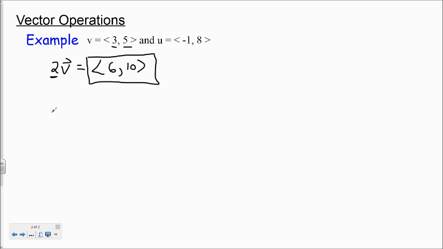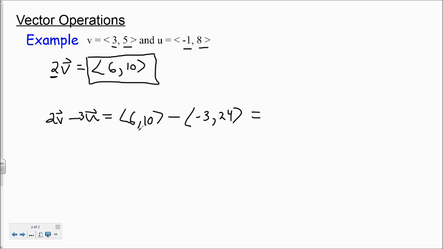the vector which is twice as long as vector v. If I was doing a linear combination of v and u, say I had 2v minus 3 times the vector u, I would simply do that same multiplication. 2v from the previous step I already know is 6, 10. Then subtract 3u, well 3 times -1 would give me -3, and 3 times 8 would give me 24.